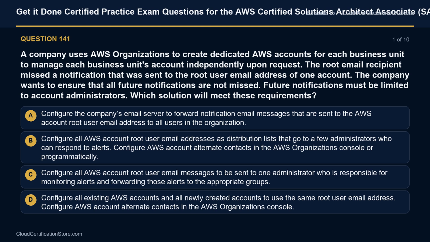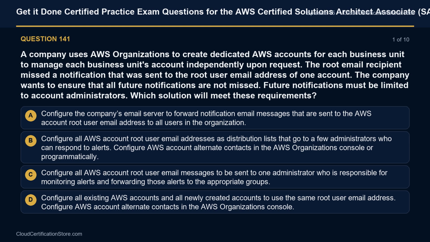Option A. Configure the company's email server to forward notification email messages that are sent to the AWS account root user email address to all users in the organization. Option B. Configure all AWS account root user email addresses as distribution lists that go to a few administrators who can respond to alerts. Configure AWS account alternate contacts in the AWS Organizations console or programmatically.